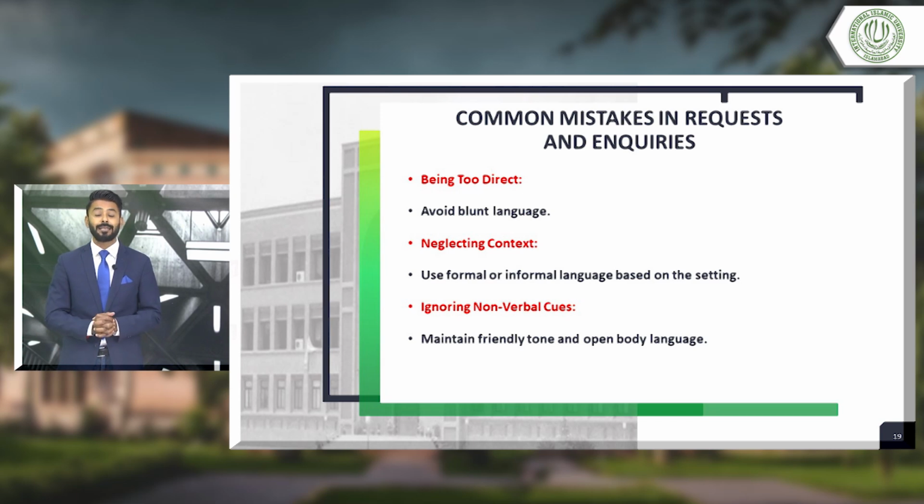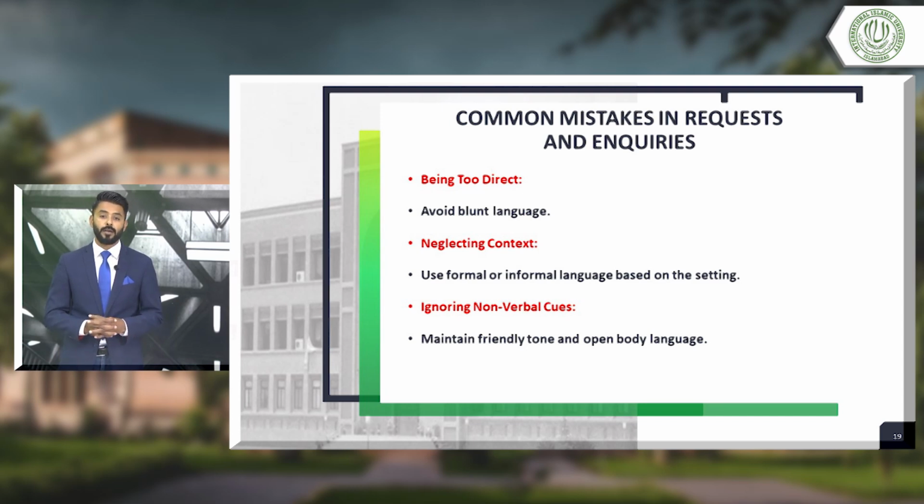The second one is neglecting the context. This is a big mistake. We must focus on what the context is, what the setting is where we are. You need to focus, as we said, that you need to know who your audience is, who is sitting before you, to whom you are talking right now. So it is very important. And what is the setting? Is it a formal setting? Is it an informal setting? So neglecting the context is one of the big mistakes that you make.